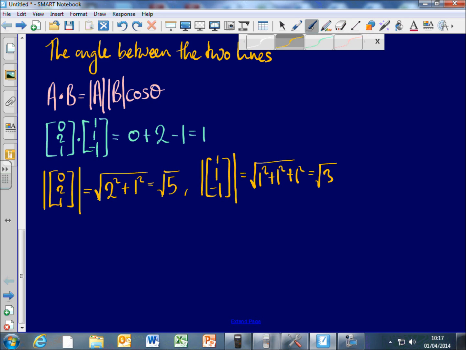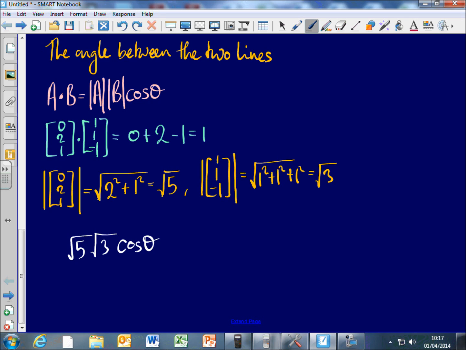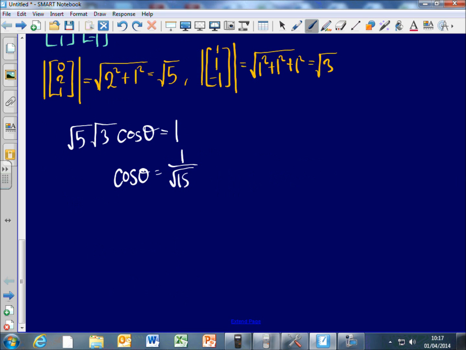So now I know that, using the pink equation again, root 5, the magnitude of 0, 2, 1, multiplied by root 3, the magnitude of 1, 1, minus 1, multiplied by cos theta, where theta is the angle between the two vectors, should be equal to 1, because I've already worked out the value of the scalar product. So now I have that cos theta is equal to 1 over root 15, and I can find out what theta is. It's the inverse cos function of 1 over root 15.